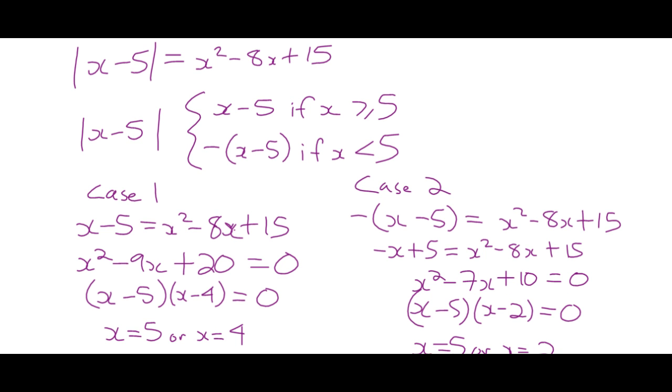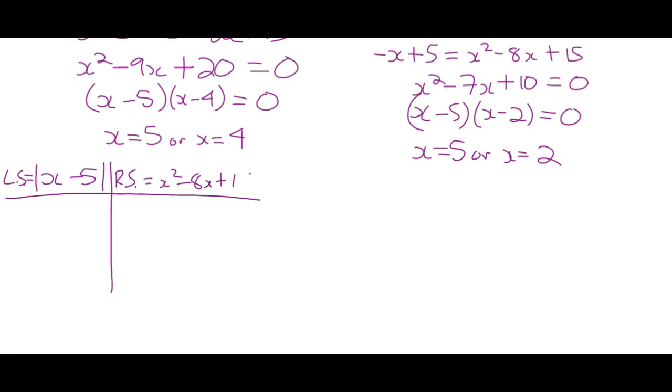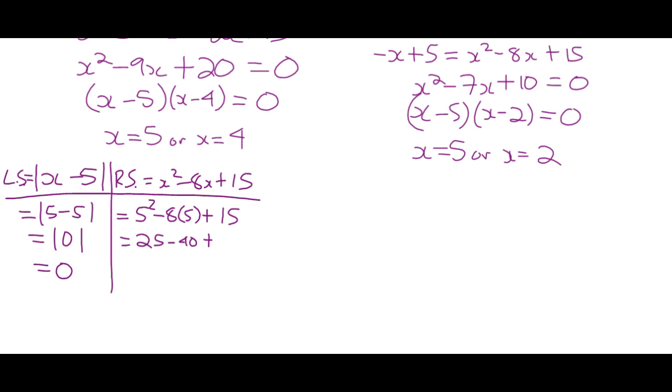And because we need practice, we're going to verify all 4 of these answers, right? So the left side is equal to the absolute value of x minus 5, and the right side is equal to x squared minus 8x plus 15, which is the absolute value of 5 minus 5, which is the absolute value of 0, which is 0. That's 25 minus 40 plus 15. Okay, so when x is 5, that checks.